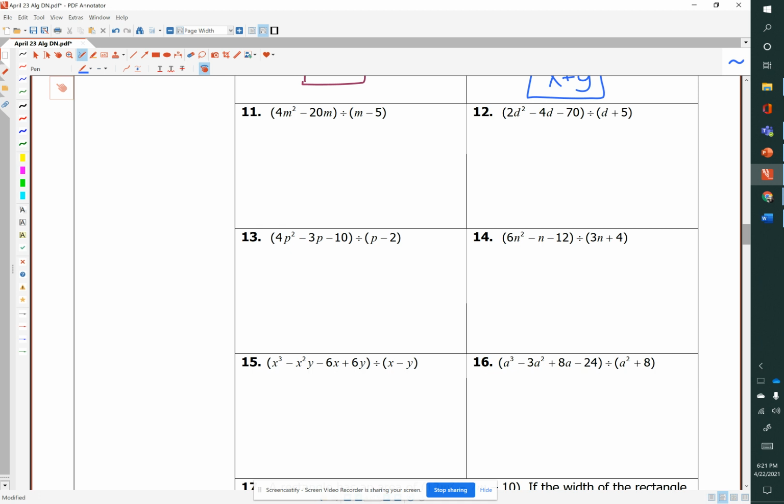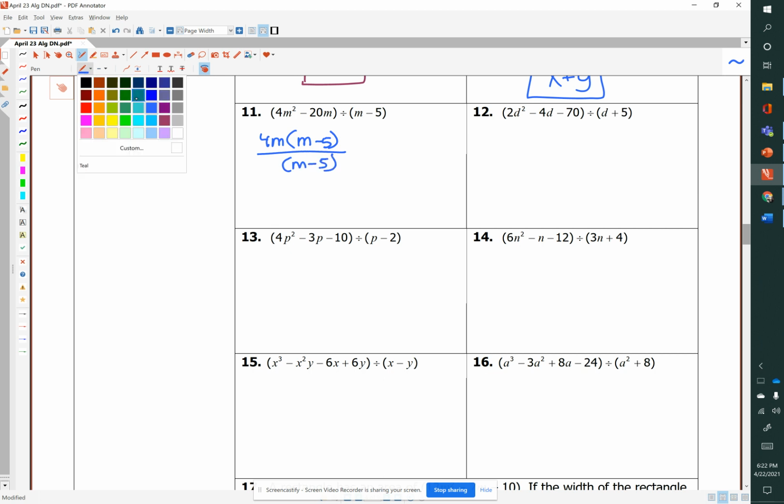Okay, so I hope you tried these on your own. So number 11, what I would do with 4m squared minus 20m is I'd factor out the 4. So I'd have 4, and we can factor out an m as well. That would give us m minus 5. And that is being divided by m minus 5. And when we cancel out the factors, we're left with an answer of 4m.